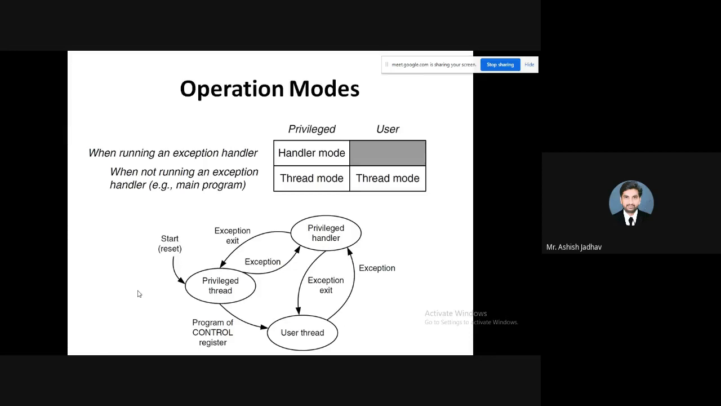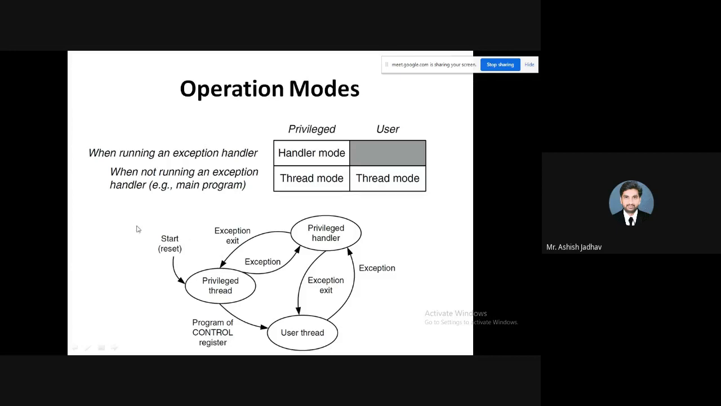Here we have two operation modes called handler mode and thread mode. Whenever your processor is executing the main program, it will be in thread mode. If some exception occurs, it will enter the handler mode, right? And we know that in thread mode, you can access only a limited part of memory, that is user access, or you can get the privileged access in this thread mode. But when the exception occurs, you have to get the full access and your processor has to switch to handler mode. Right. So this is shown with this transition diagram.